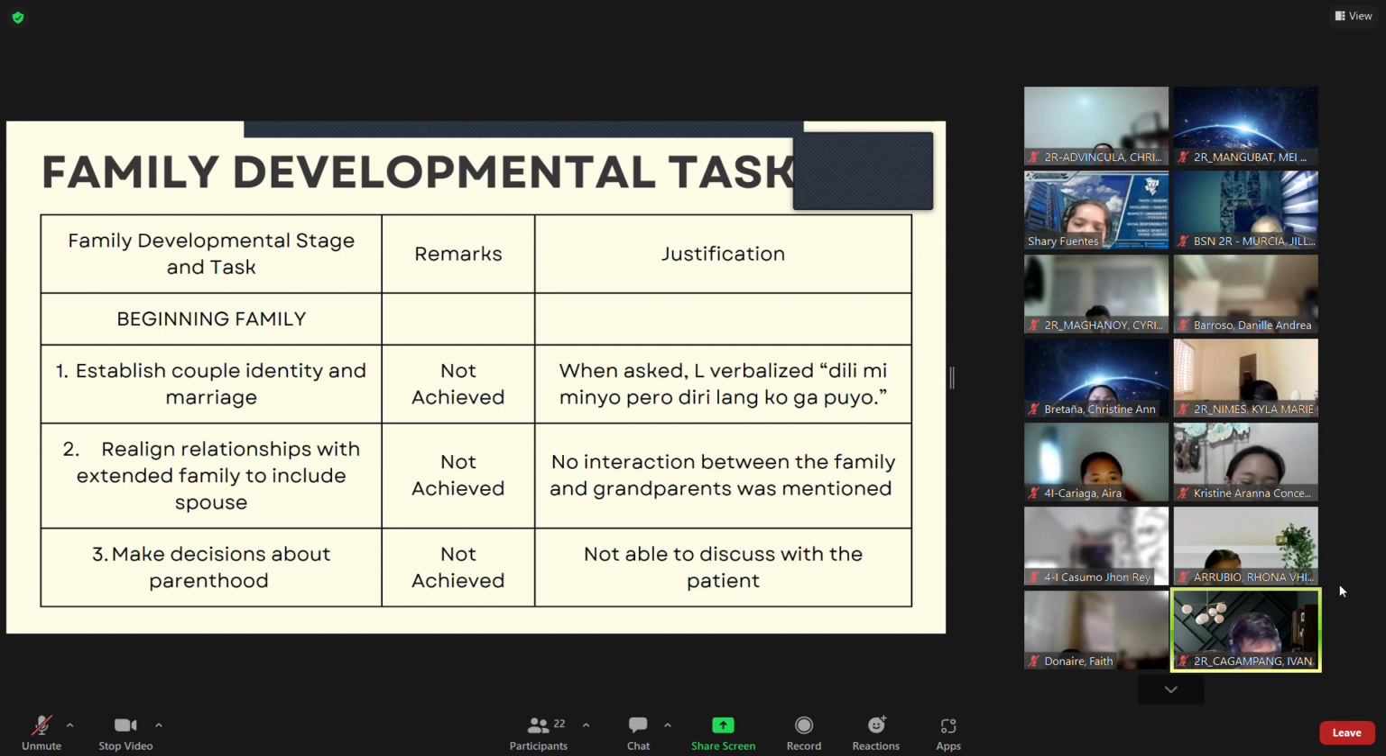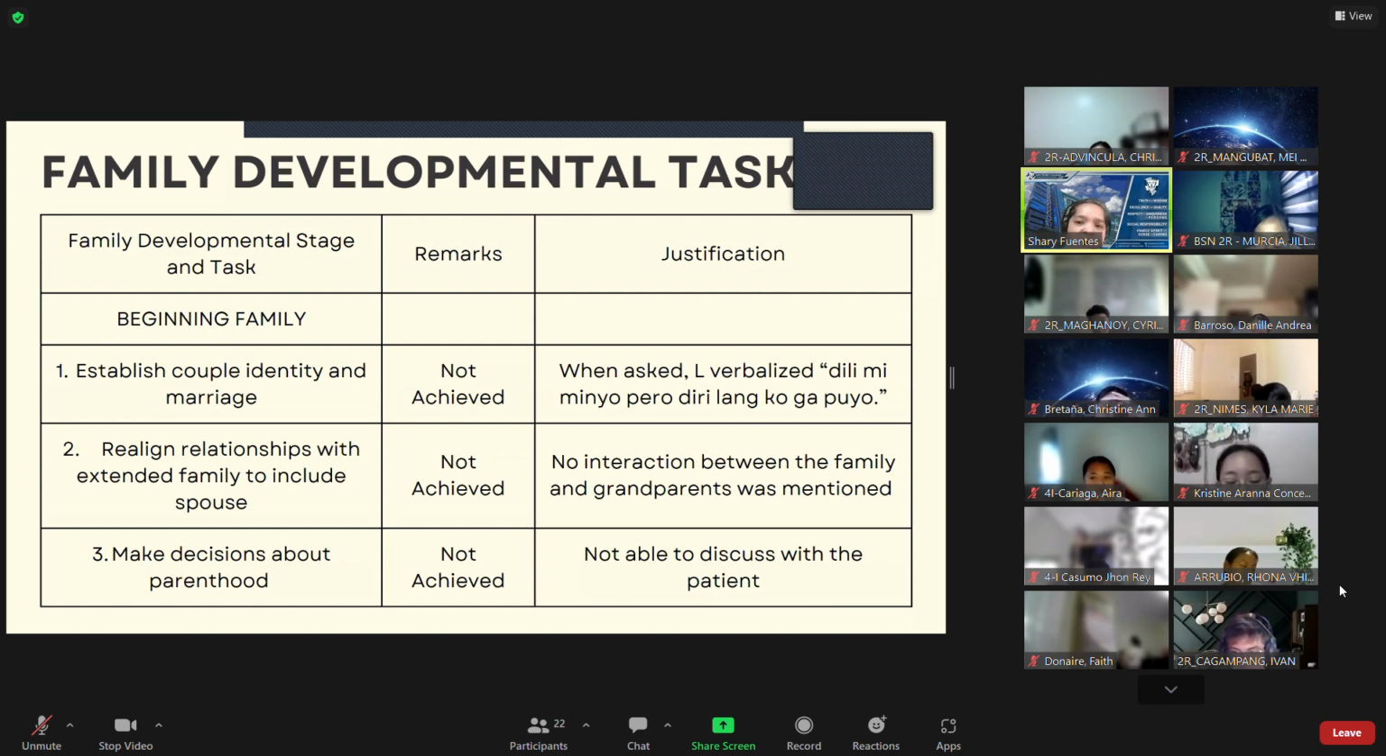Okay. So how would you summarize all of this? What will be your final statement? Having that beginning family, what will be your overall assessment of the family developmental task of this family of yours?